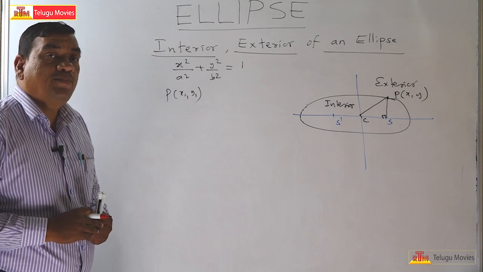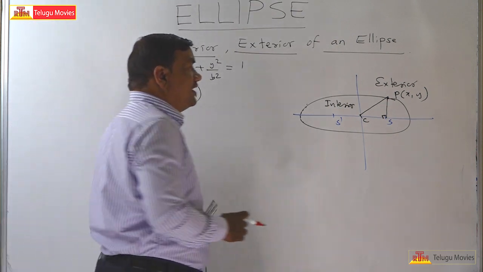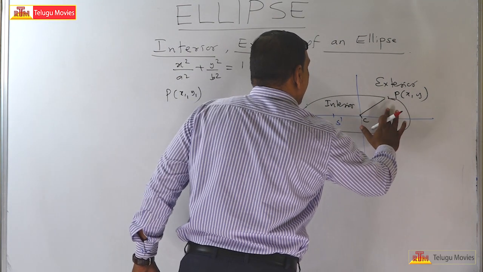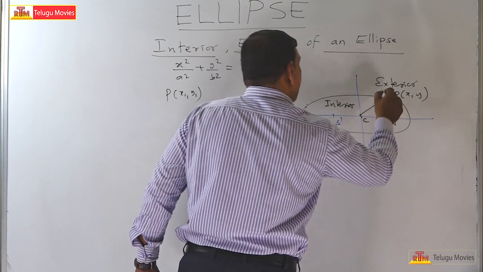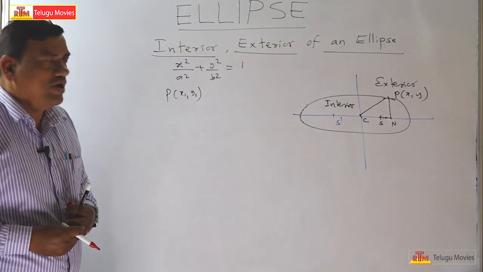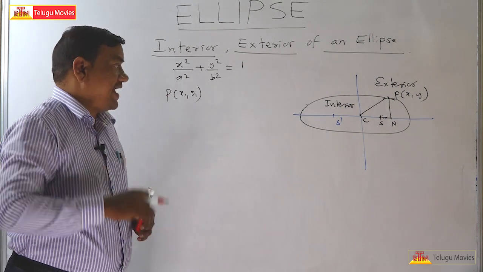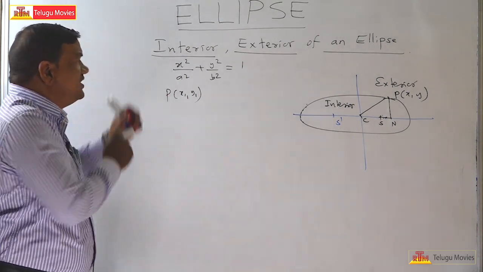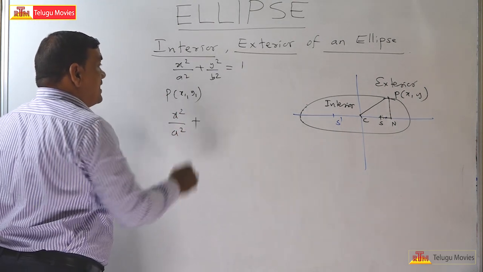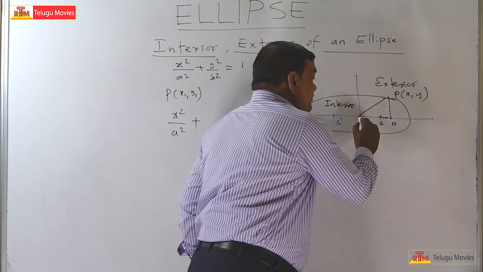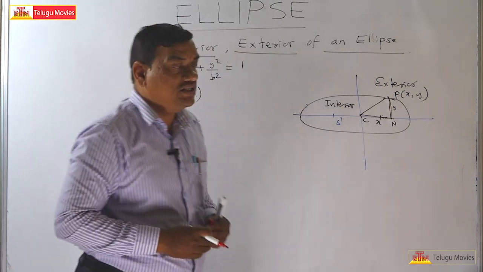Now let us take a point Q(x1, y1). If you want, you can draw the perpendicular PN on the axis from any point; it is not necessary for it to coincide with the focus S. Now this equation can be written as x square by a square plus... here CN is x and NP is y, according to the coordinate system.